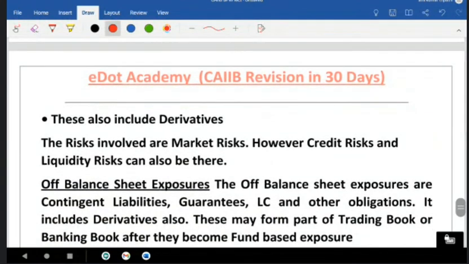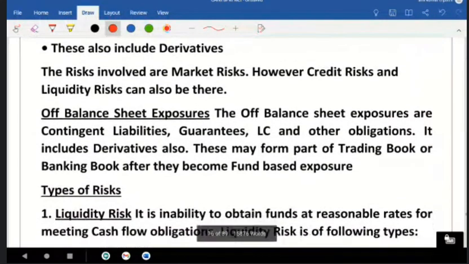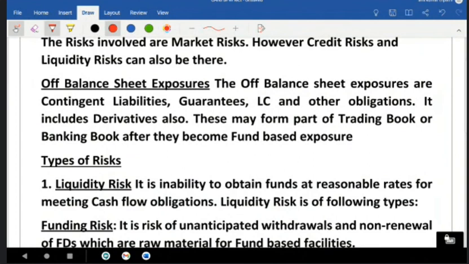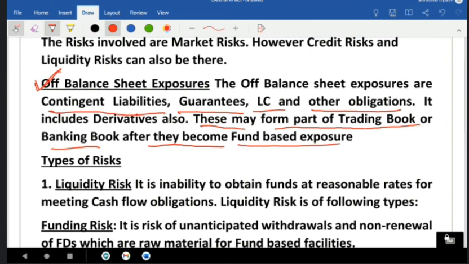The risk involved is market risk, however credit risk and liquidity risk can also be there. Market risk is always there in the trading book, and credit risk will also be there. Then there is off balance sheet exposure. Off balance sheet exposure is nothing but contingent liabilities, which may be guarantees issued by the bank, LCs issued by the bank, and other obligations. Why are these off balance sheet exposure? Because these liabilities may arise in future depending upon the situation. If one customer is defaulting, then the guarantee will be invoked. It includes derivatives also. These may form part of the trading book or banking book after they become fund-based exposure, that is, when liabilities arise, then they become part of the trading book or banking book depending upon their nature.